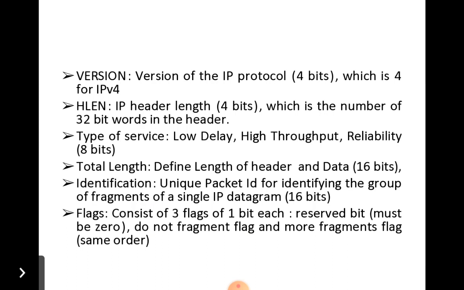Third, type of service. This is 8-bit long. It represents low delay, high throughput and reliability. Next, total length, that is 16-bit, that defines the length of header and data. Then identification, it is 16-bit, that represents a unique packet ID to identify the group of fragments of a single IP datagram.